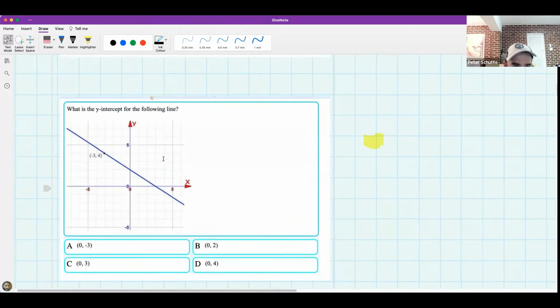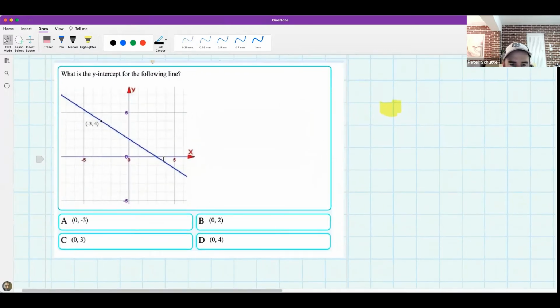What is the y-intercept of that line? So what's the y-intercept of that line? Okay, you guys are winning at this. You can see that point. So in this case, the y-intercept is the point 0, 2.